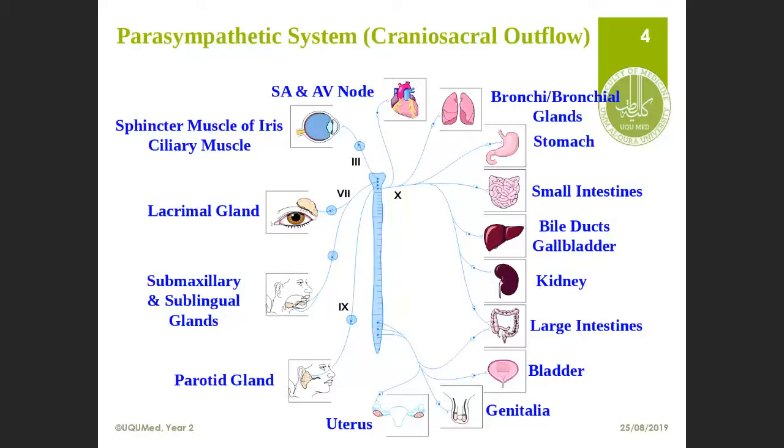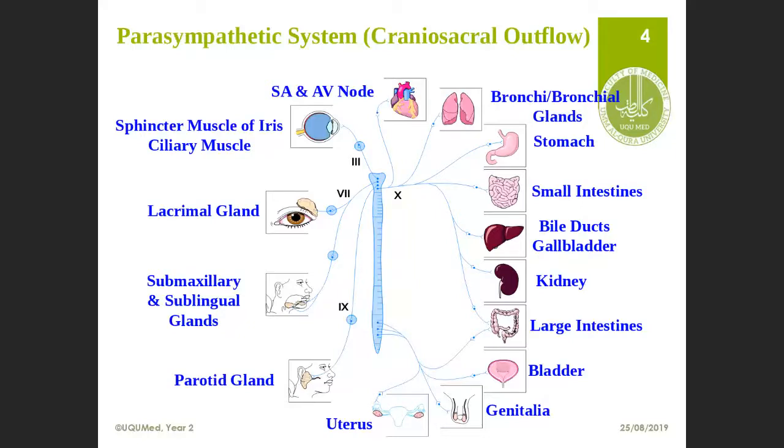And they innervate different organs or different smooth muscles of your body. Like if you see the third cranial nerve, it supplies the sphincter muscles of the iris and the ciliary muscles of the eye. And cranial nerve 10 innervates your heart, lungs, stomach, small intestine, bile ducts, kidney, and, to some extent, the large intestine.